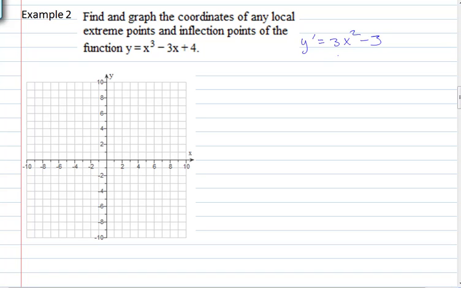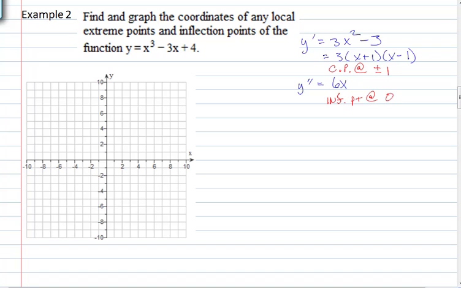So we get y prime equals 3x squared minus 3, but that is 3 times x plus 1 times x minus 1, because when you factor the 3 out, you end up with a difference of 2 squares, which factors thus. The second derivative is equal to 6x, right? Yep, it is. So where are our critical points? One and negative 1.